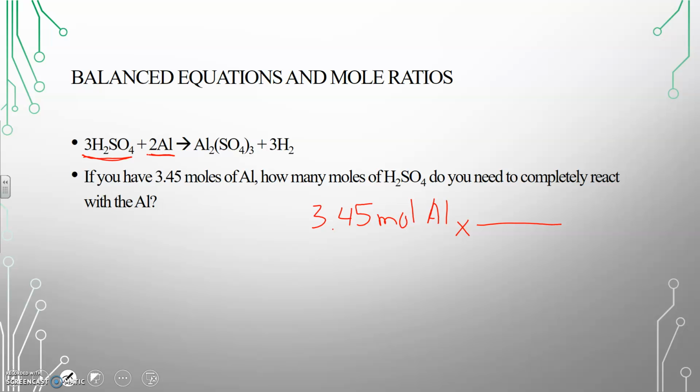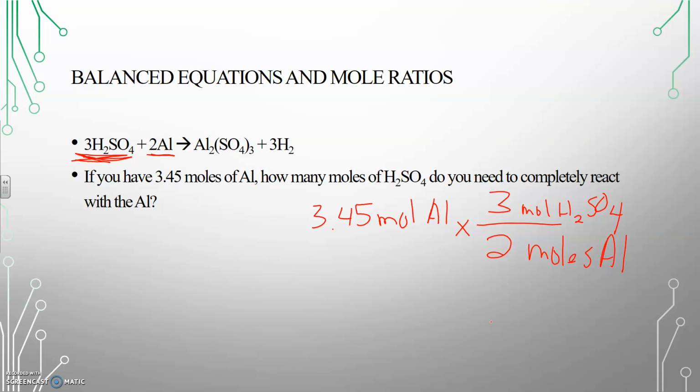But if you forget that, remember, you have moles of aluminum to start off with. So you're going to have to cancel that unit of moles of aluminum. So you need moles of aluminum on the bottom. And then if you look back at your balanced chemical equation, that would be a 2. Now you're going to moles of H2SO4. So that will be 3, because it's a 3 coefficient. So you're going to have 3.45 times 3 and then divide that by 2.